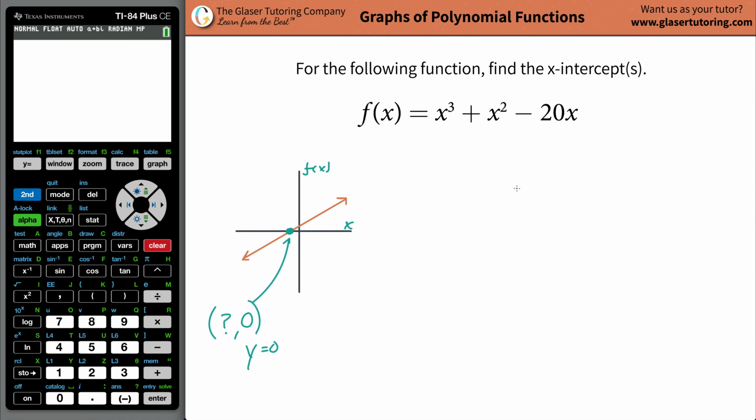Now, just do a little thinking first. If you had this function, I'm going to change my f of x to y. It really doesn't matter. So, x cubed plus x squared minus 20x. Now, if this side has to equal 0 somehow, what do you think could be a value for x? Well, it looks to me like if x is 0, that might work. If x is 0, this term is 0, that term is 0, and 0 plus 0 minus 0 is 0. So if x equals 0, my y value will also equal 0, so that's going to be one of the x-intercepts.